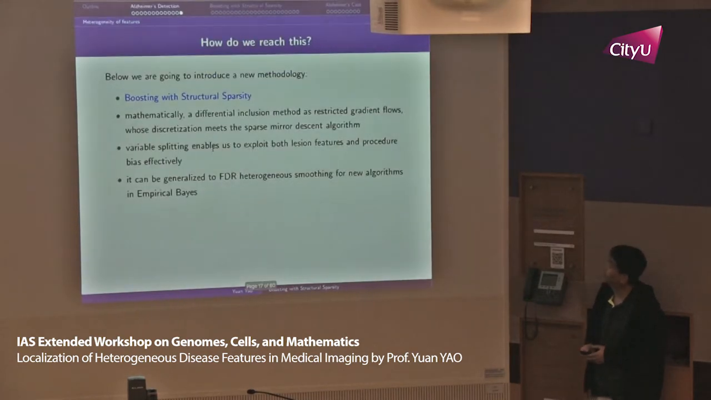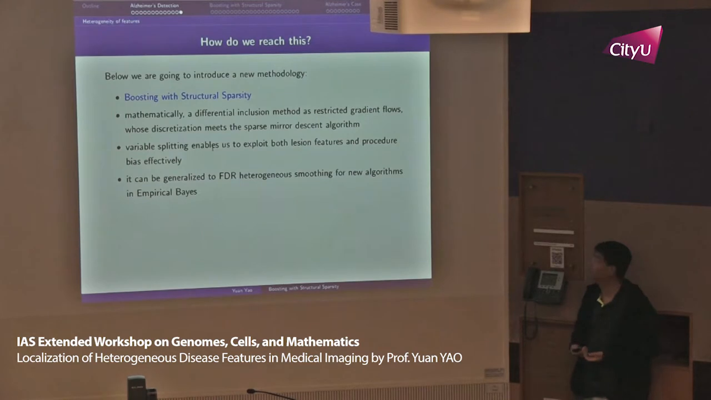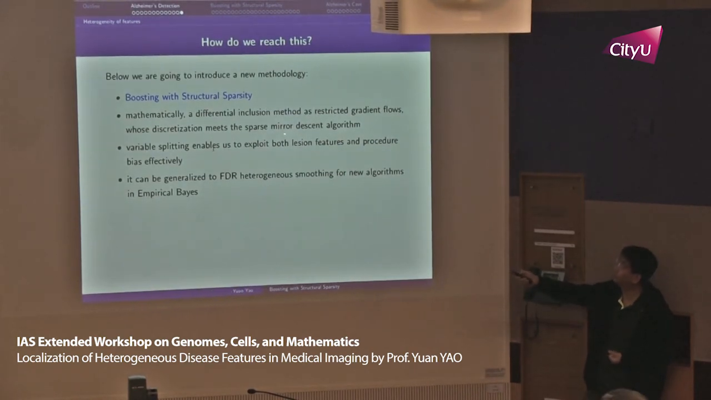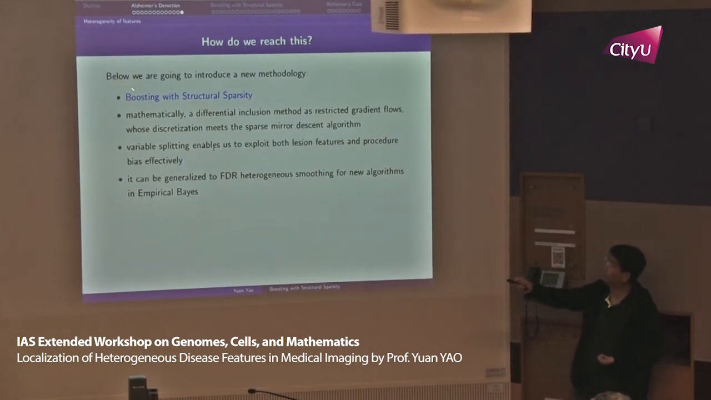Then the question is, how can we do this? What's the meaning of those pictures? And what's the algorithm behind this result? Below, I'm going to share with you a new methodology. I personally call it boosting with structural sparsity. Boosting, I just try to bring in a machine learning terminology that was very popular 20 years ago.